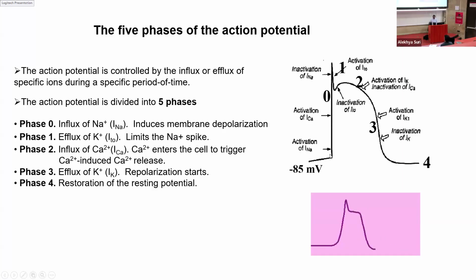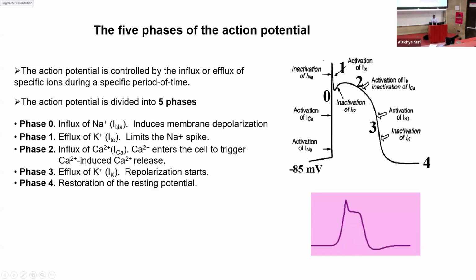So in a working cardiac myocyte, if you measure the action potential, it will be like this. You will see a peak and then a small dip followed by a repolarization step. So this peak is a depolarization and then followed by repolarization. This is divided into 5 different steps based on the activation of various channels. So the phase 0 is the influx of sodium.